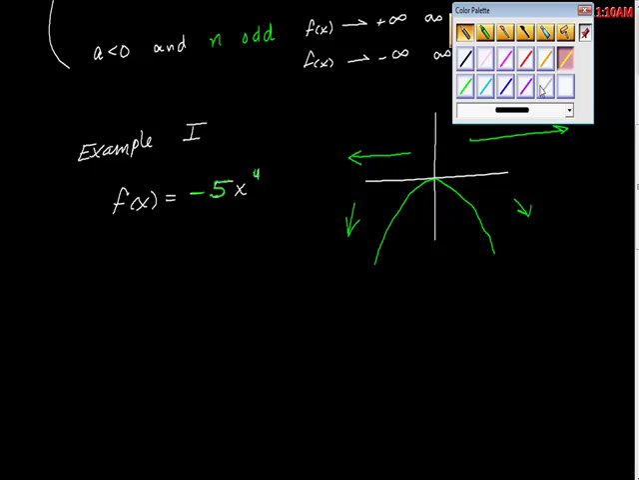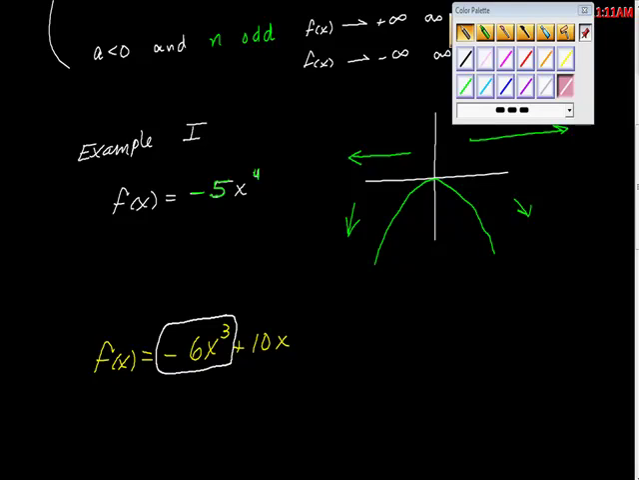Example 2. Let f of x equal negative 6x cubed plus 10x. What we're going to be looking at is this: when your professor or your teacher asks you, what's the end behavior? Make sure that the terms are in order, that is, the highest exponent of a variable first, on down.